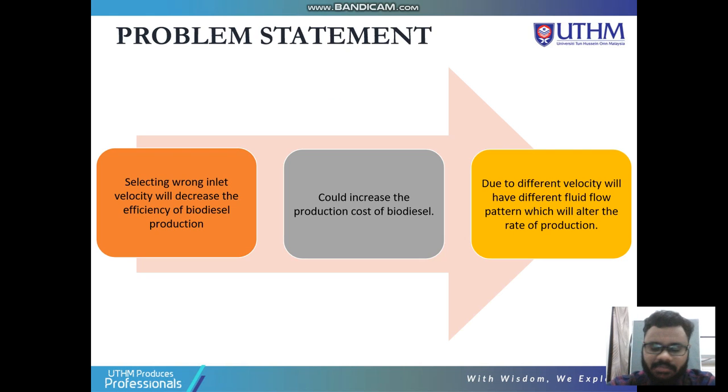Okay, the problem statement in my thesis is selecting the wrong inlet velocity will decrease the efficiency of biodiesel production. This in turn could increase the production cost of biodiesel. This is due to different velocity, because they will have different fluid flow patterns which will alter the rate of production.